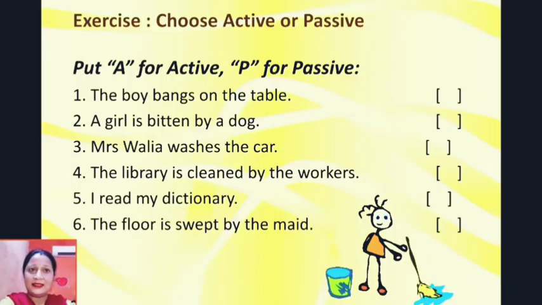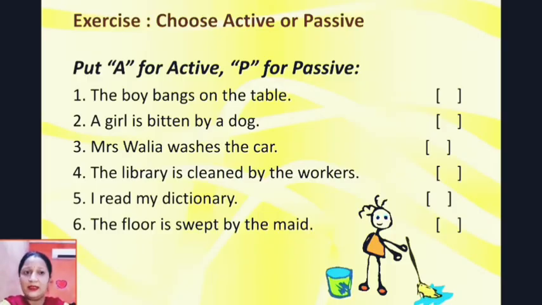Now see the exercise here. Choose active or passive. Here I have given some mixed sentences. Put A for active and P for passive. The first sentence is: the boy bangs on the table. Second, a girl is bitten by a dog. Third, Mrs. Walia washes the car. Number 4, the library is cleaned by the workers. Number 5, I read my dictionary. Number 6, the floor is swept by the maid.